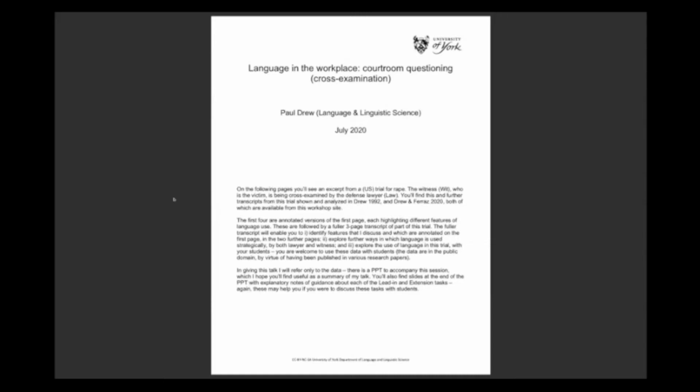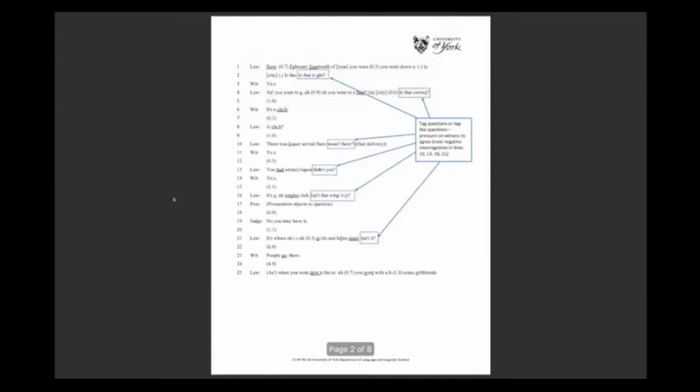There is a PowerPoint that accompanies this talk. I'm not going to show you the PowerPoint, it's there available for you. What I'm going to do instead is just take you through one page of a transcript from a trial for rape held in the US a few years ago. To illustrate, I'm going to show you four aspects of questioning here that are particularly prominent, and I'm going to take it from the same page. I'm not going to work through the rest of the transcript, though you have a longer extract available to you. I want to look at just four features.